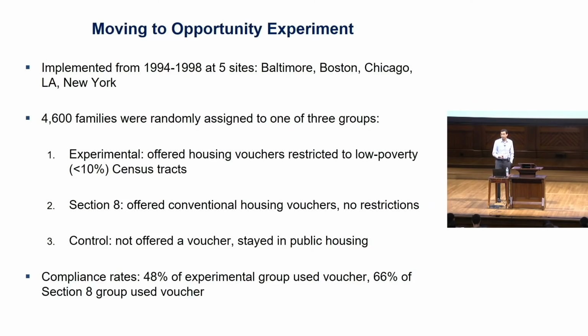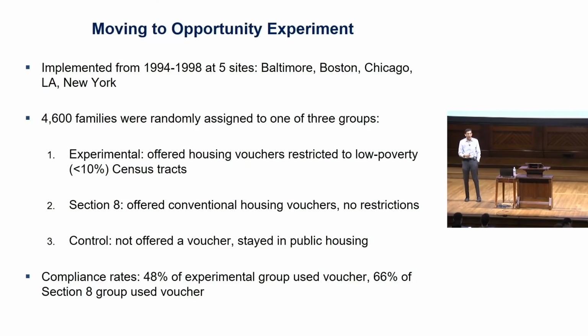The way this experiment worked is that they took 4,600 families, and those families were randomly assigned, essentially think of it as flipping a coin, to one of 3 different groups. The first is what they call the experimental group. This is the group where they were trying to test something new. And what they did with this group is they offered them housing vouchers.